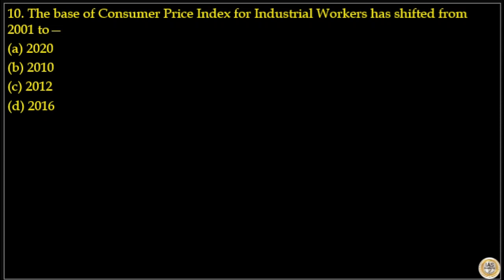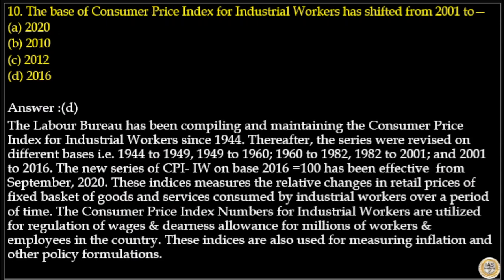Next question is, the base of consumer price index for industrial workers has shifted from 2001 to options are 2020, 2010, 2012, 2016. Here answer to this question is option D, 2016. The Labour Bureau has been compiling and maintaining the consumer price index for industrial workers since 1944. Thereafter, the series were revised on different phases, that is 1944 to 1949, 1949 to 1960, 1960 to 1982, 1982 to 2001, and then lastly from 2001 to 2016. The new series of base 2016 has been effective from 2020.